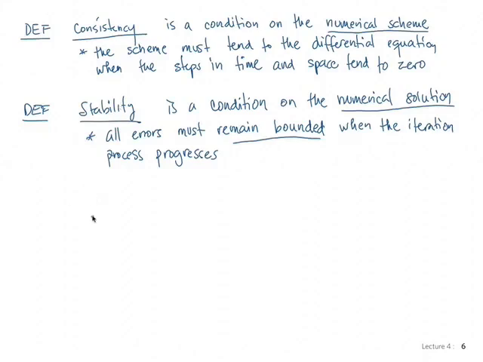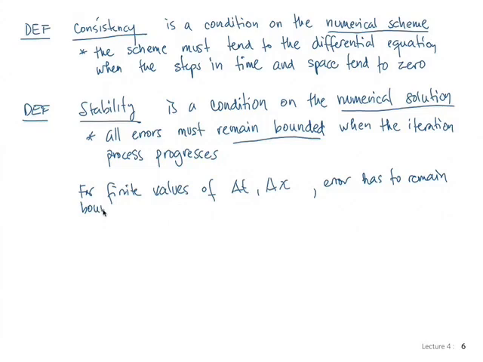So, in other words, for finite values of delta x and delta t, the error has to remain bounded when the number of time steps n tends to infinity.